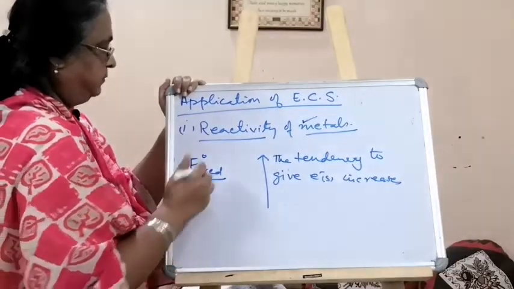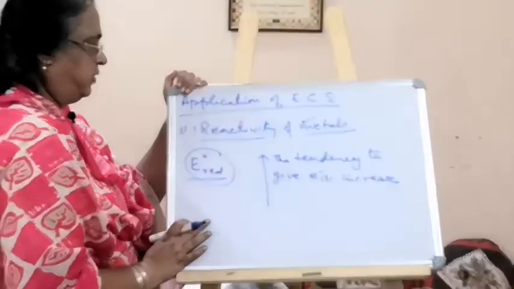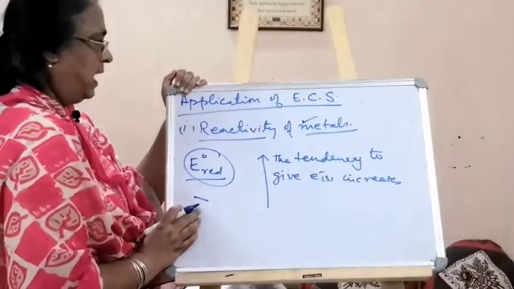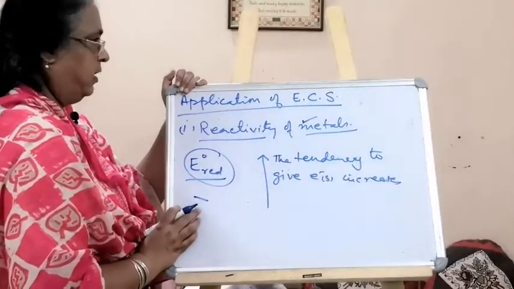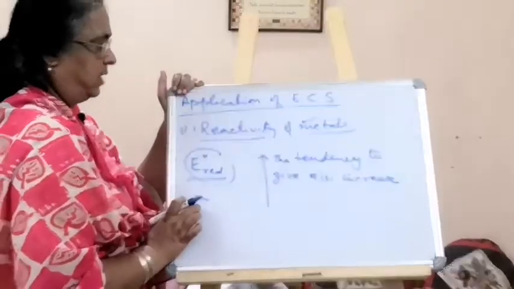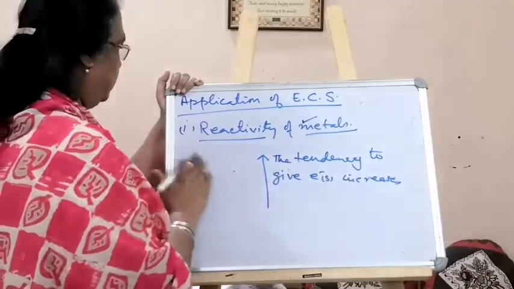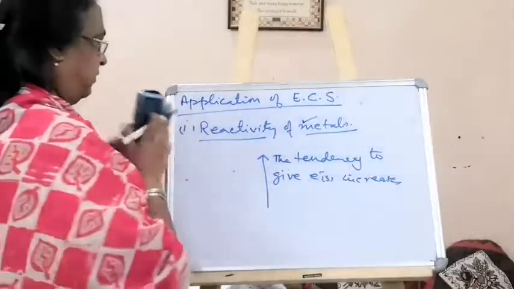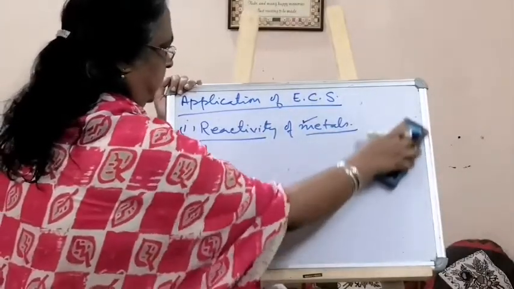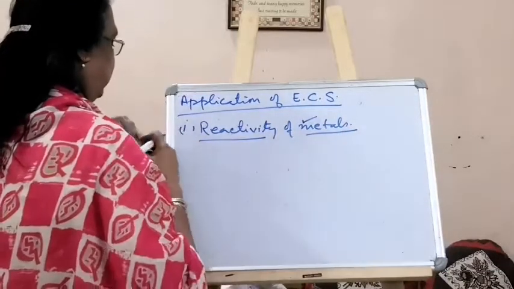The electrode system which will have the least reading, the least minus value, will be most reactive. In other words, the one with the higher value of reduction potential will be less reactive. So this way you can decide the reactivity of a metal with the help of the standard reduction potential. From the table you can decide easily.